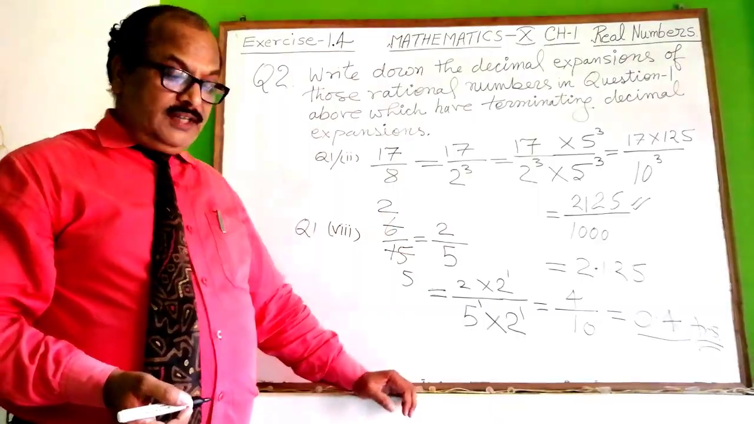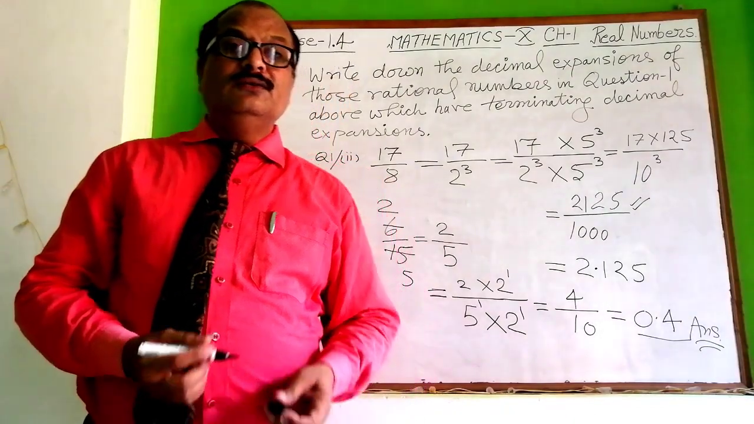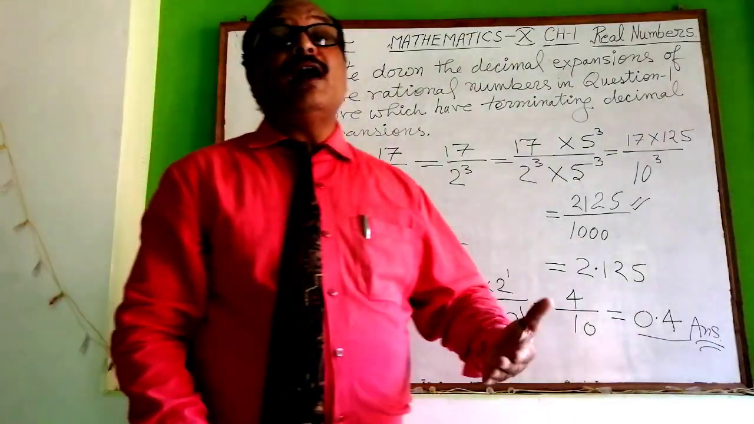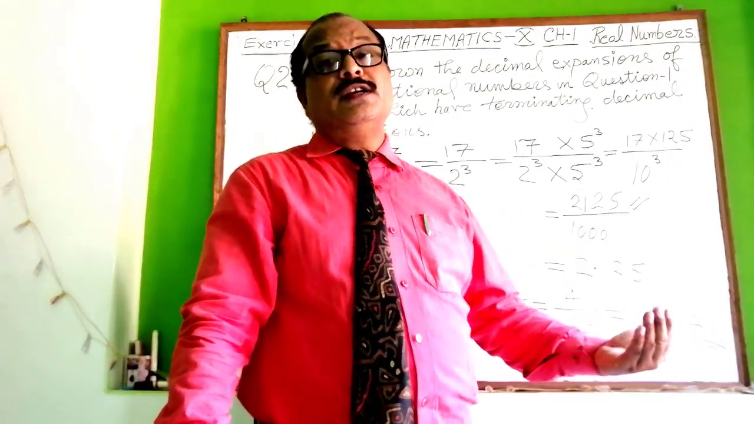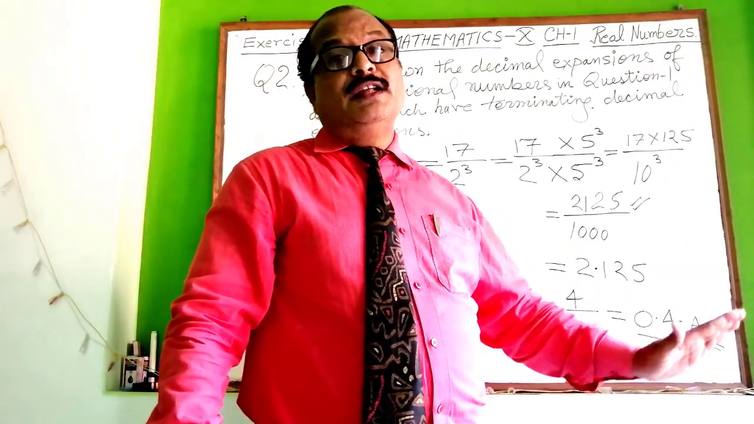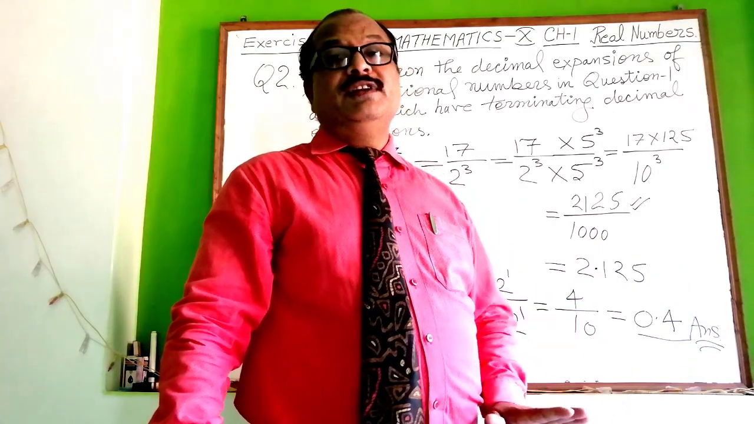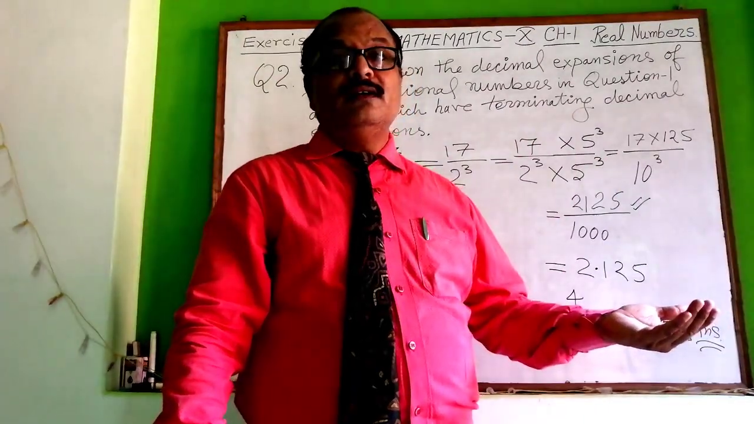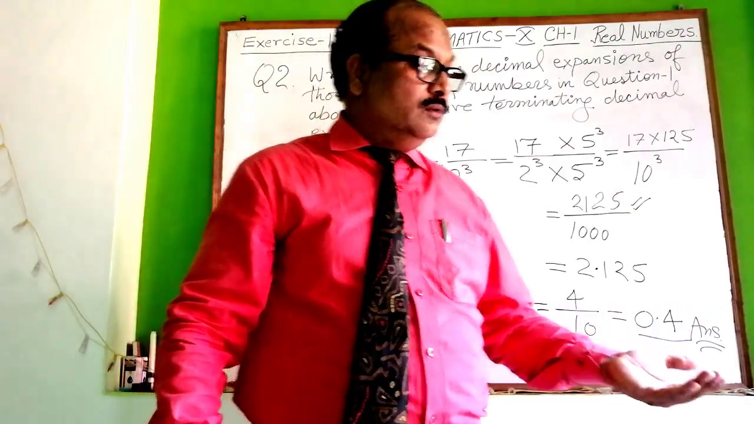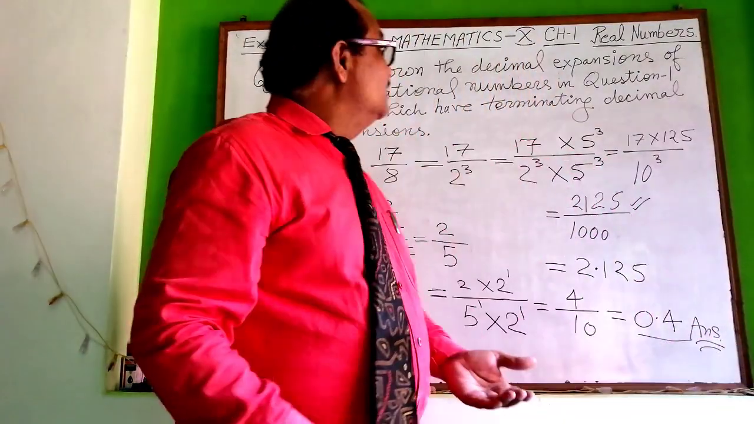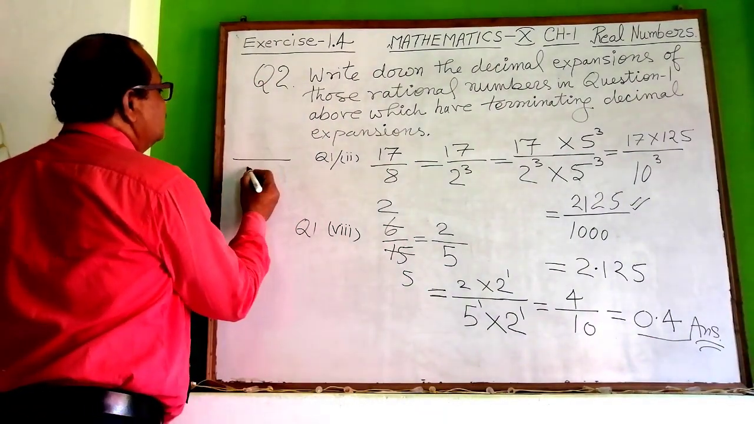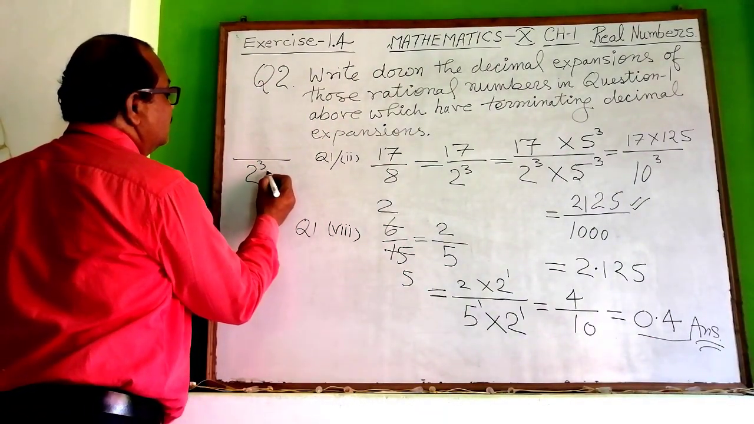So students, one thing I would like to tell you: without division, you can say after how many places of the decimal the number terminates. No need of division, you can just see the factors. If the number is terminating, it is given like this.